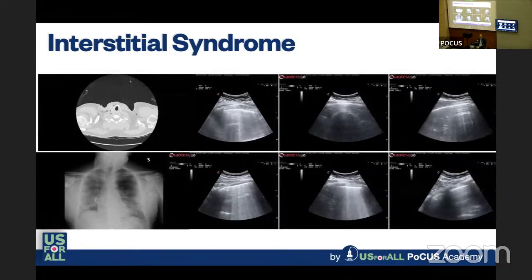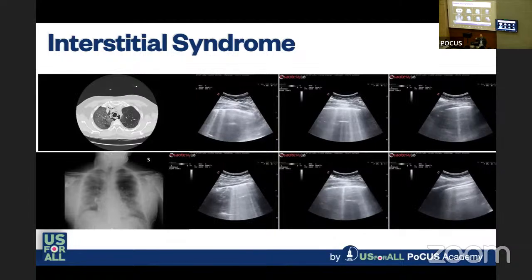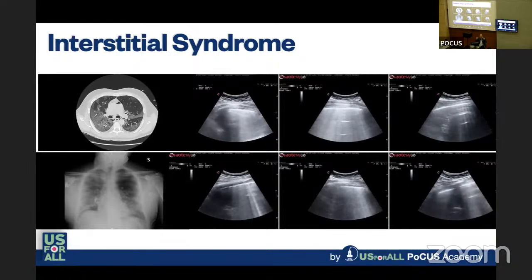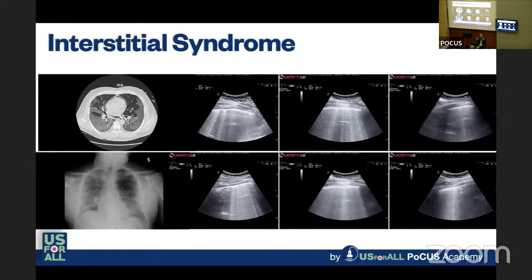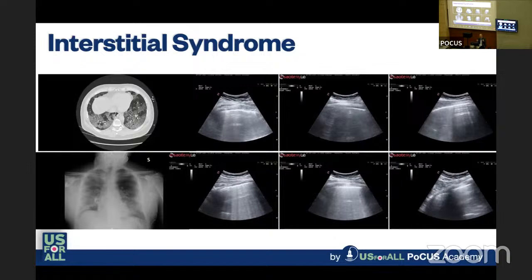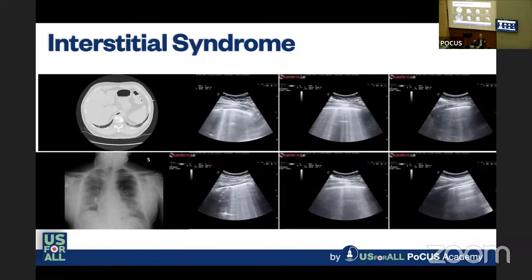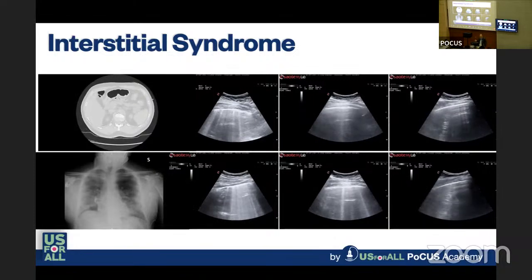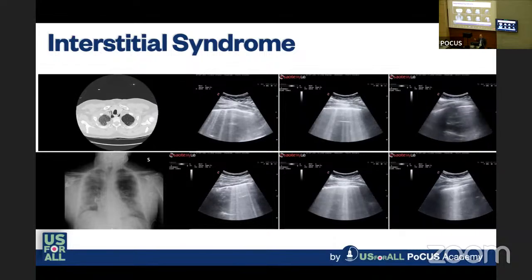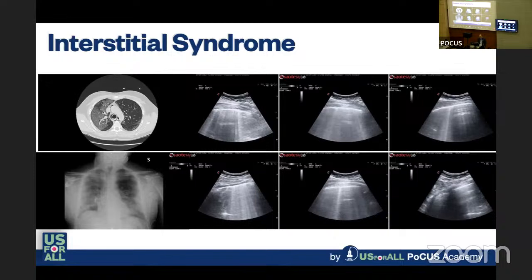Whereas, as I told you, in COVID-19 we have a different pattern of distribution of B lines. It is a patchy distribution. If we don't see this patchy distribution, alternating normal lung appearance at ultrasound with B lines, even coalescent B lines, it cannot be pneumonia from COVID-19. And this is a case of COVID-19. As you can see, the distribution of B lines is different and follows what we observe in the ground glass areas on CT scan.